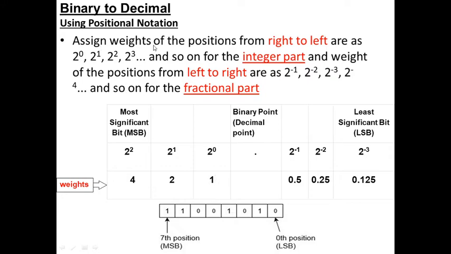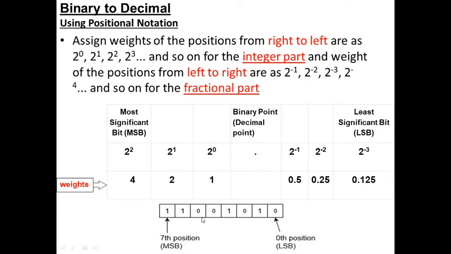You have to assign the weights of the positions from right to left for an integer part, and weight positions you have to assign from left to right for a fractional part. We'll see an example. For an integer part, the weights start from 2 raised to 0, 2 raised to 1, 2 raised to 2 and so on. And for a fractional part it goes from left to right as 2 raised to minus 1, minus 2, minus 3 and so on. Now consider this example.